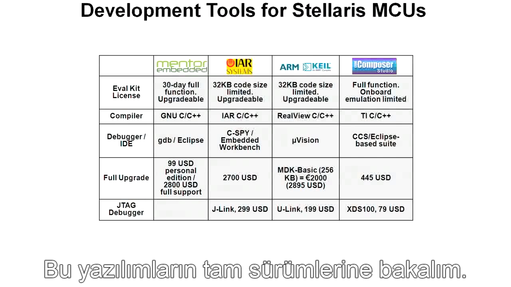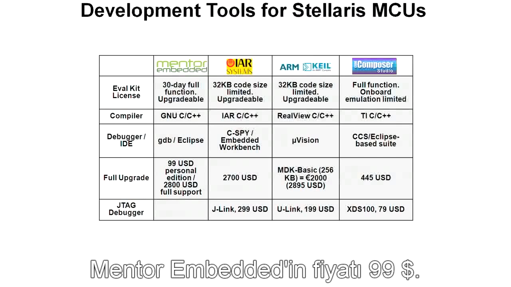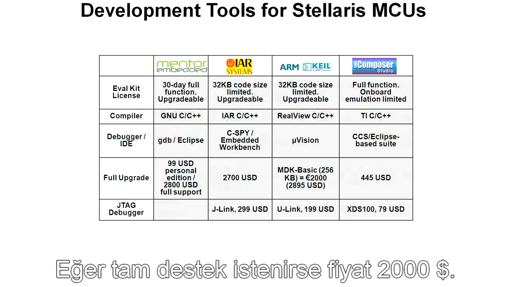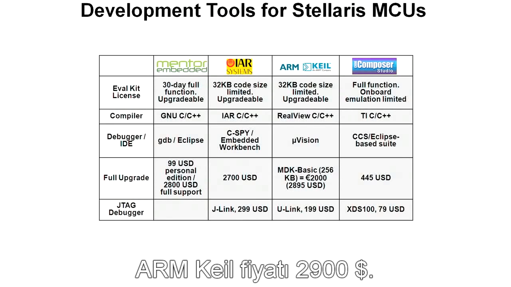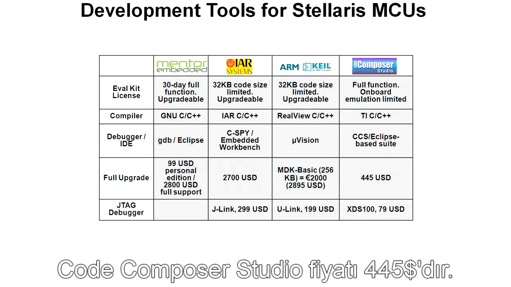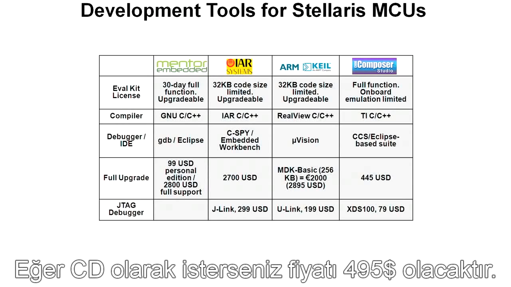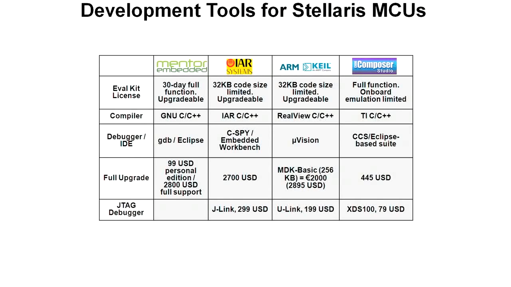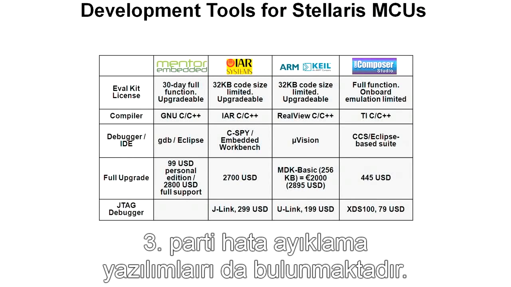Full upgrade on these tools: for the Mentor Embedded tool, $99 for the Personal Edition, $2,800 if you want full support. For the IAR Systems tool, about $2,700. For ARM Keil, about $2,900. Code Composer Studio, the pricing is $445 for the downloadable version. If you want the CD, it's $495. Most of the companies offer JTAG debuggers, and there are also third-party debuggers out there.